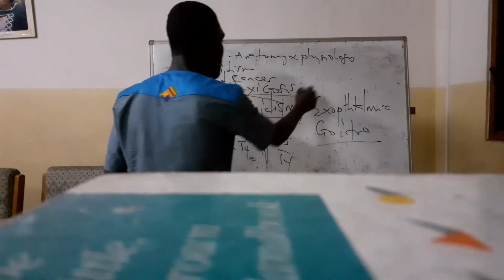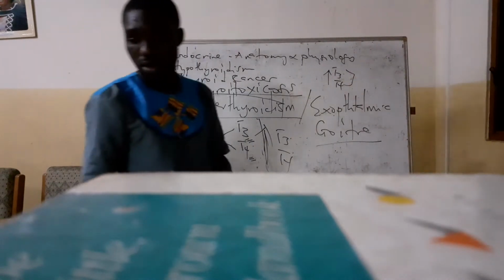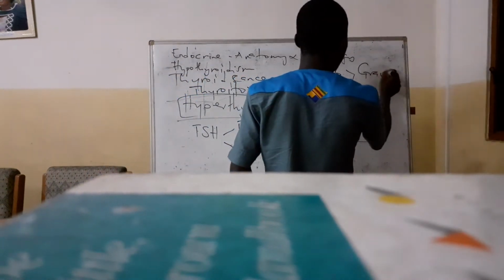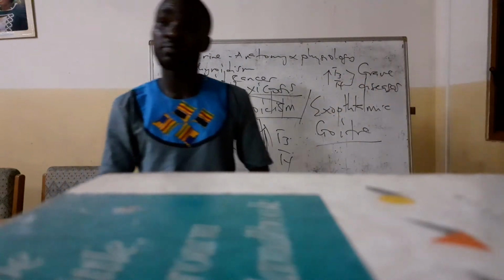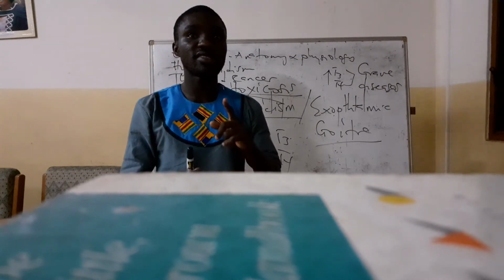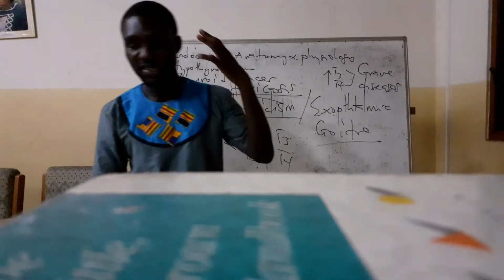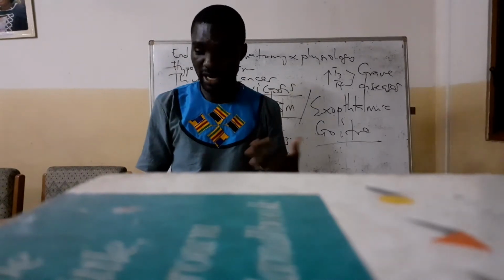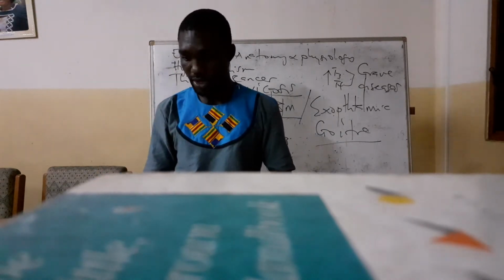Okay. What are some of the causes of hyperthyroidism? Why will we have increased T3 and T4 hormones? The first cause is Graves' disease. Graves' disease is a type of hyperthyroidism where the increased T3 and T4 hormones are a result of an autoimmune disorder. So it's the body attacking the thyroid gland, leading to increased T3 and T4 hormone production.